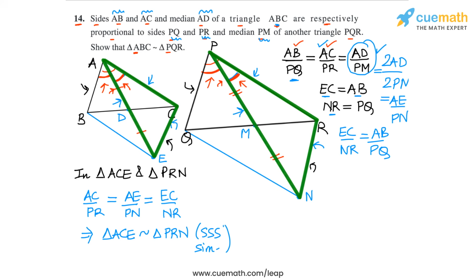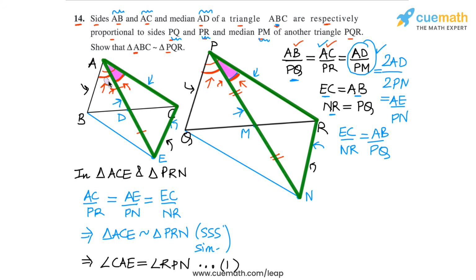Okay, now basically why did we show this similarity? Well, because we wanted to show that this angle here, I'm just coloring this angle CAE, is equal to angle RPN. This is what we really wanted to show. Okay, so let's write this observation now. So from here we can conclude that angle CAE is equal to angle RPN. So let's call this the first observation that we get.